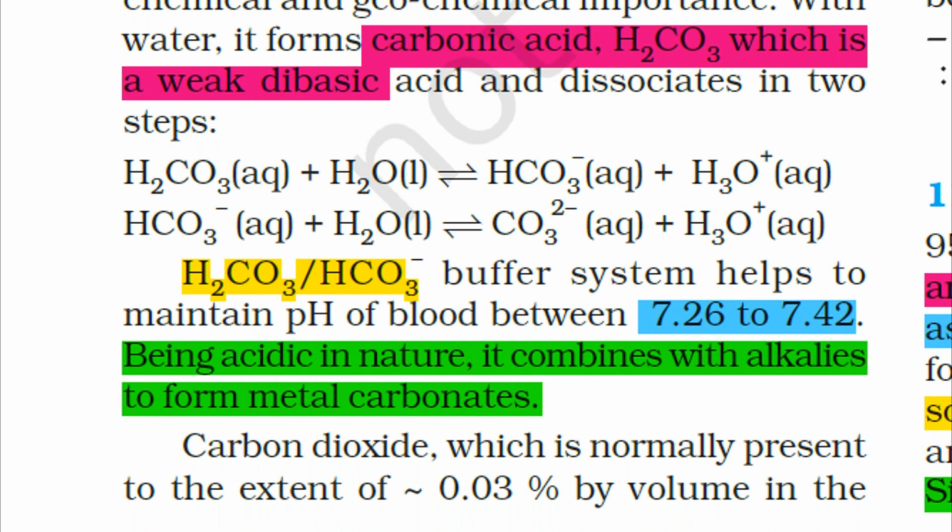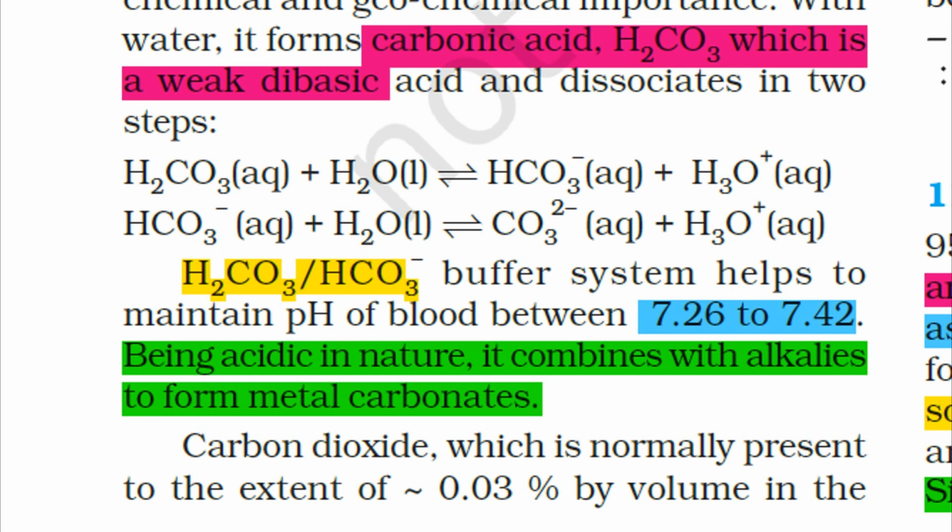H2CO3 plus H2O gives rise to HCO3 minus, the bicarbonate ion, plus H3O plus. Then bicarbonate ion plus H2O gives rise to CO3 2 minus, or carbonate ion, plus H3O plus. The H2CO3/HCO3 minus buffer system helps to maintain the pH of blood between 7.26 to 7.42. Being acidic in nature, it combines with alkali to form metal carbonates, for example calcium carbonate, CaCO3.